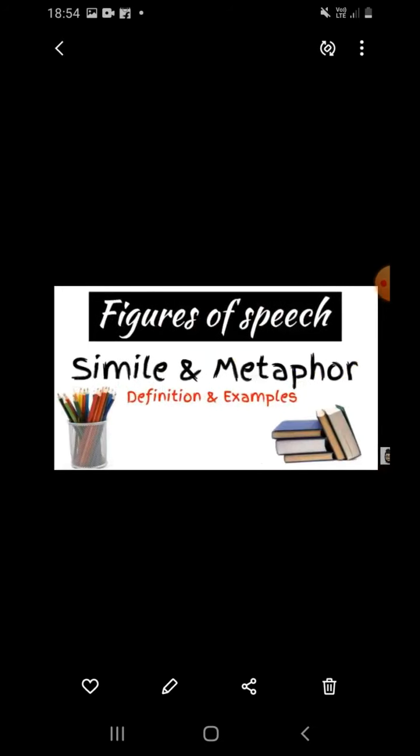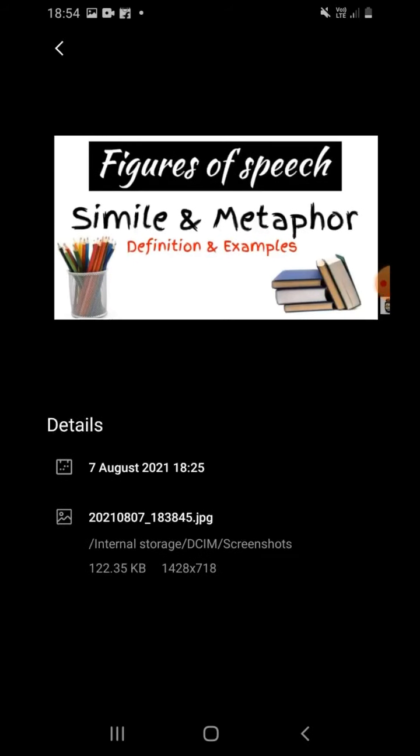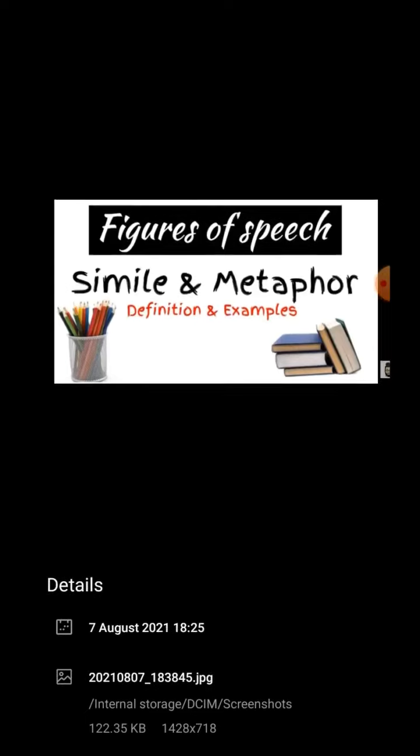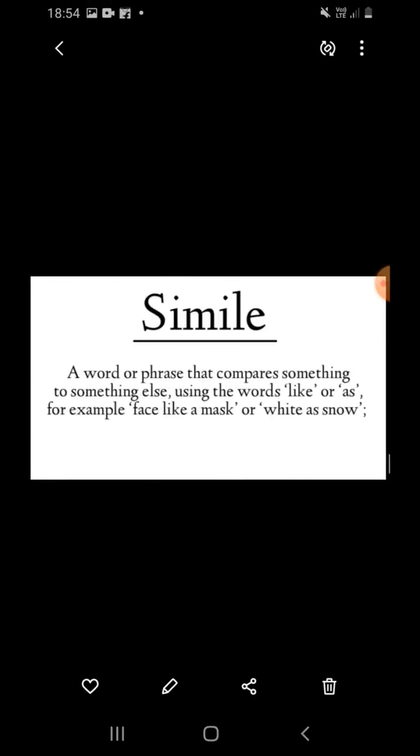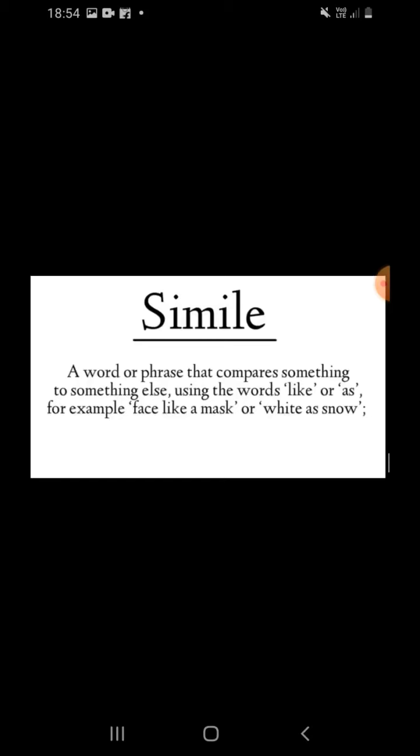Then next, the difference between simile and metaphor. What is meant by simile? Simile is a word or phrase that compares something to something else using the words like or as, for example, face like a mask or white as snow. Simile means a direct comparison between two objects of different kinds which have at least one point in common, and it is called simile.